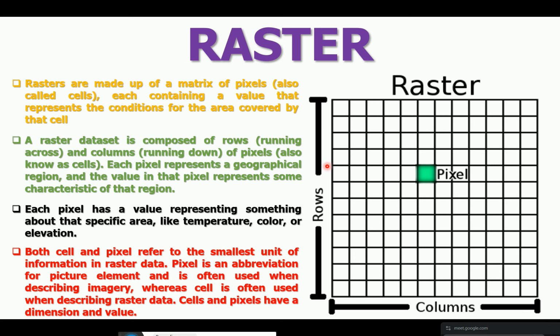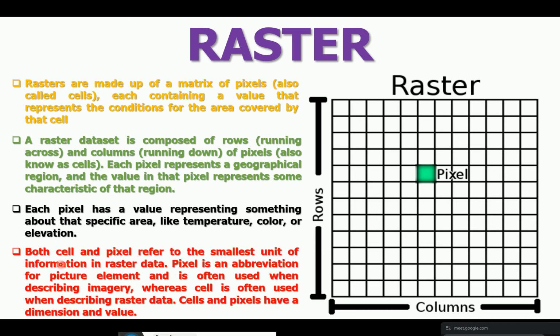Okay, I will explain. Rasters are made up of a matrix of pixels, also called cells, each containing a value that represents the condition for the area covered by that cell. A raster is composed of rows and columns of pixels, and this is your raster, and this single box is called a pixel.